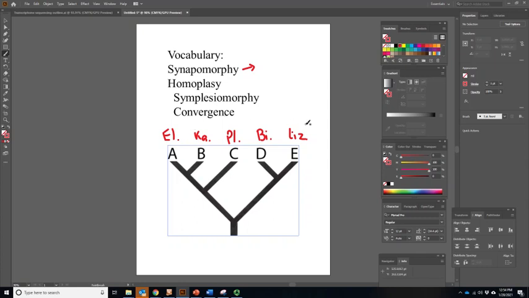Okay, so lizards have eggs. We'll put a little check mark there. Birds, of course, have eggs. Platypus, yep, they lay eggs also. Kangaroo, they don't have these external eggs. Elephants don't have that external egg. Now, if these are the relationships, how do we explain the origin of the egg? Okay, now it turns out that there are 2 different possible hypotheses for this.